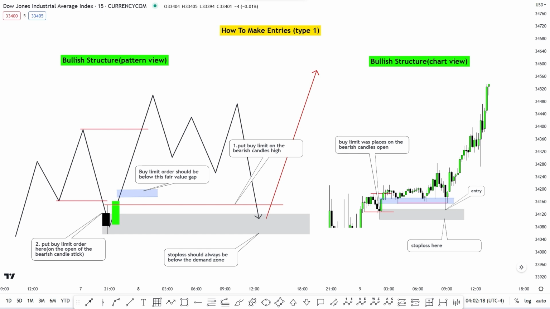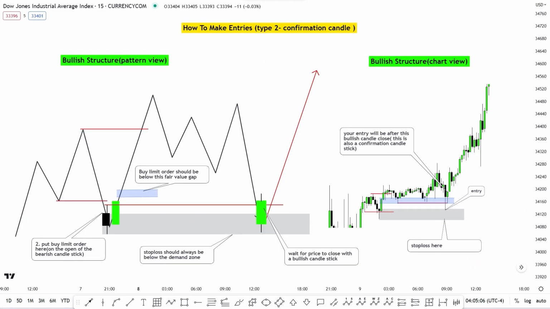Now that we have covered all the rules, on this first example we will use a buy limit order on the previous bearish candle's high, and then our stop loss will be below the demand zone. This entry doesn't even require a confirmation. And another way of using a buy limit order that will reduce the risk into your trade setup. You can put a buy limit order on the open of the bearish candlestick. Stick around to see that example.